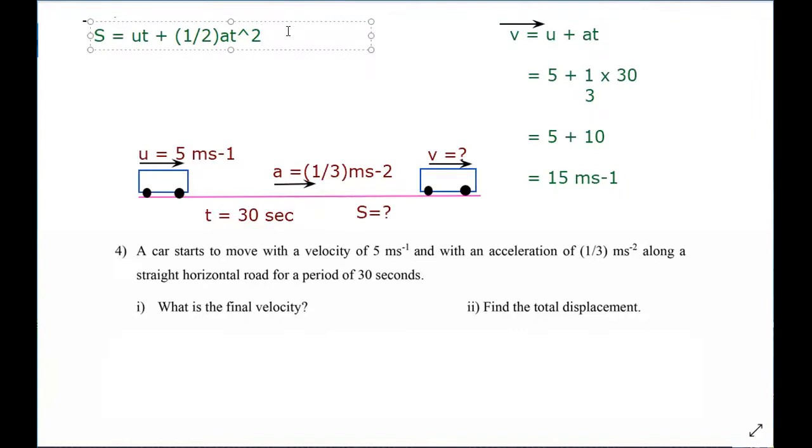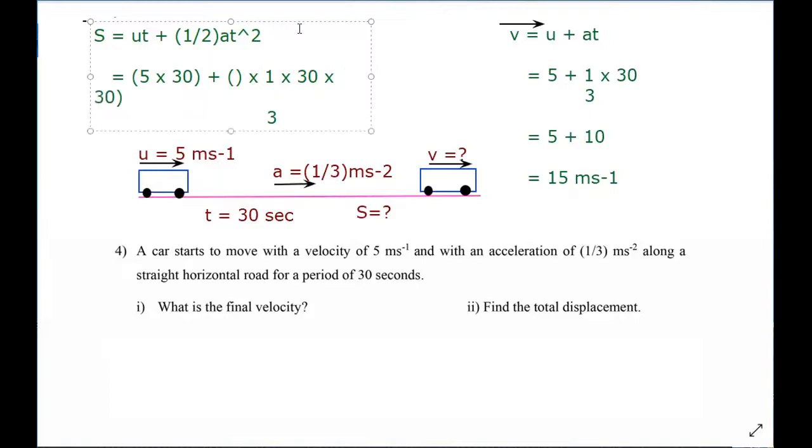S is the thing that we want to find. Initial velocity u is given as 5, time taken is given as 30. So let me keep them inside brackets. That will be much clearer. Initial velocity 5, time taken 30, plus half into acceleration, that is 1 over 3, into time taken 30. We have to get the square.